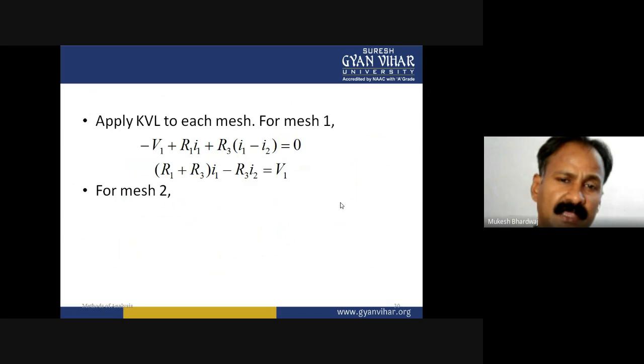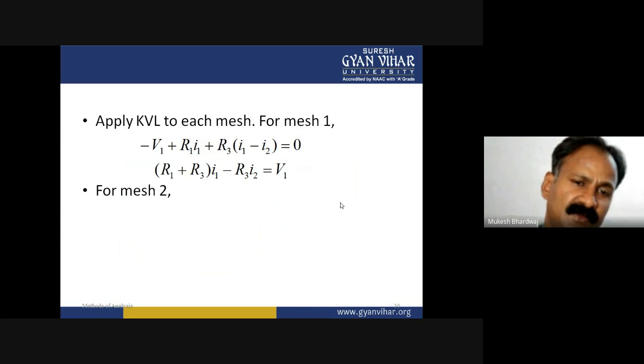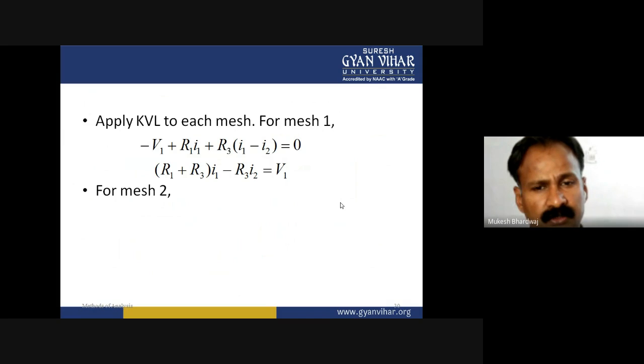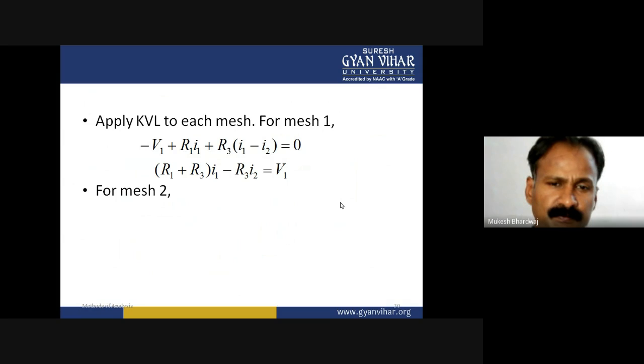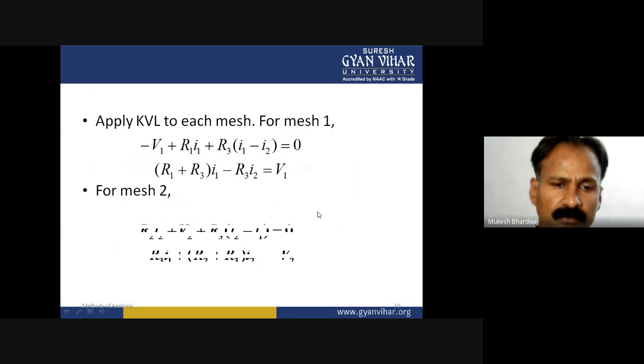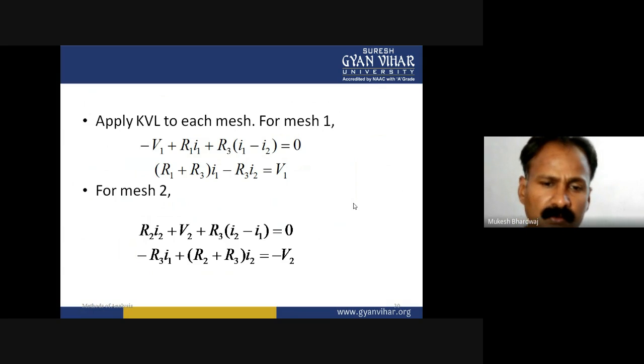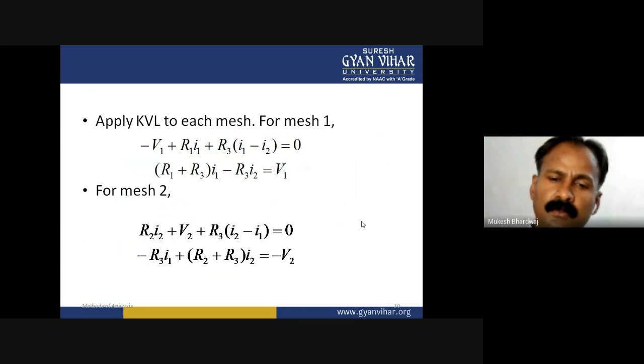Applying KVL to each mesh. For mesh 1: minus V1 plus R1 I1 plus R3 times I1 minus I2 equals 0. Now rearranging the equation, we get R1 plus R3 into I1 minus R3 into I2 equals V1. For mesh 2, the equation can be written as R2 I2 plus V2 plus R3 times I2 minus I1 equals 0, and it can be rearranged as minus V2 equals this. Now put these two equations in the form of matrix and determinants.